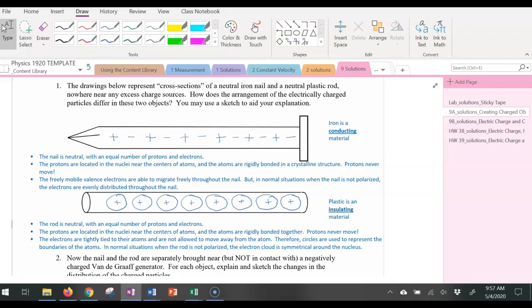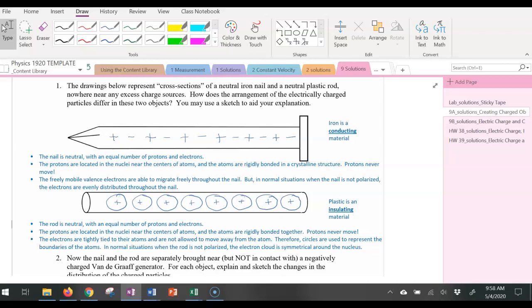The protons are located in the nuclei near the centers of the atoms. And in something like a nail, which is a solid, the atoms are rigidly bonded to each other. In this case, since it's a metal, they're in a crystalline structure. The protons never move. So anytime I represent this nail, I'm going to show the plus signs evenly spaced along the length of the nail.